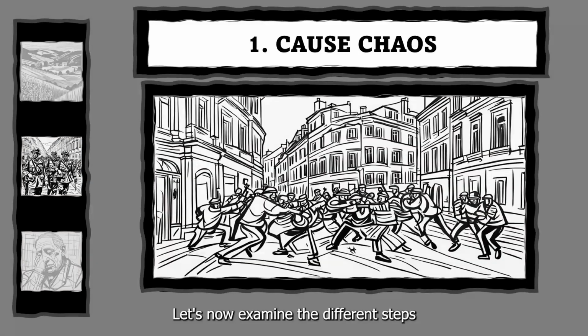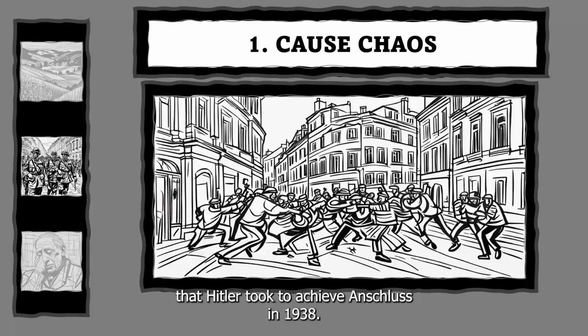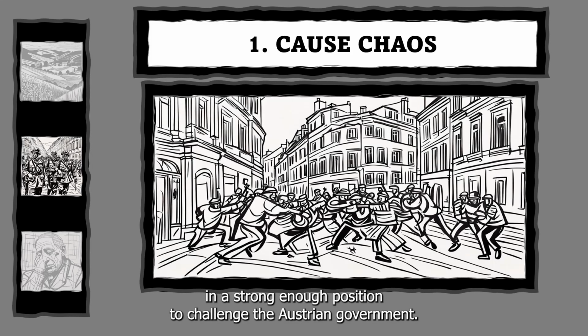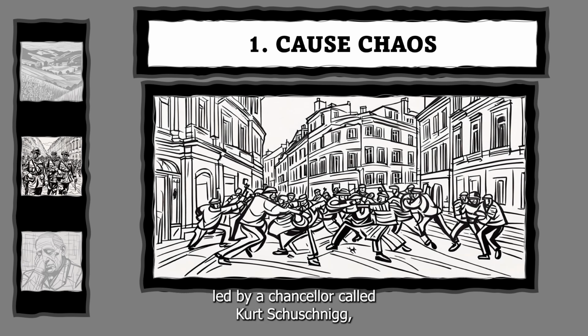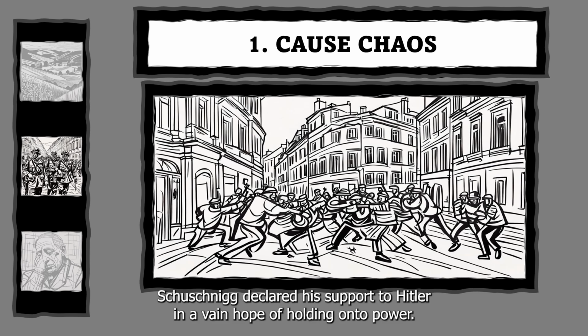Let's now examine the different steps that Hitler took to achieve Anschluss in 1938. By January, Hitler felt in a strong enough position to challenge the Austrian government. At this point, the Austrian government was in the hands of a right-wing party led by a chancellor called Kurt Schuschnigg, who ruled largely by decree rather than democratic vote. Seeing the rising threat of the Nazi Party, Schuschnigg declared his support to Hitler, in a vain hope of holding on to power.